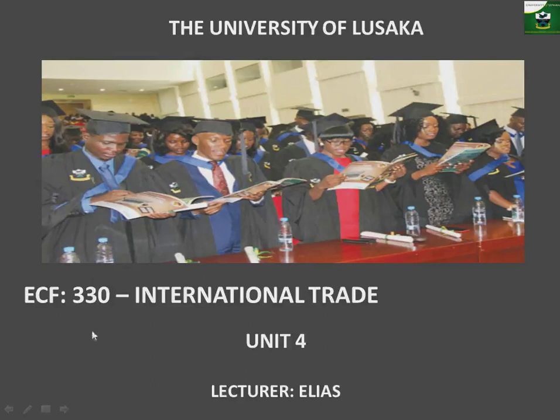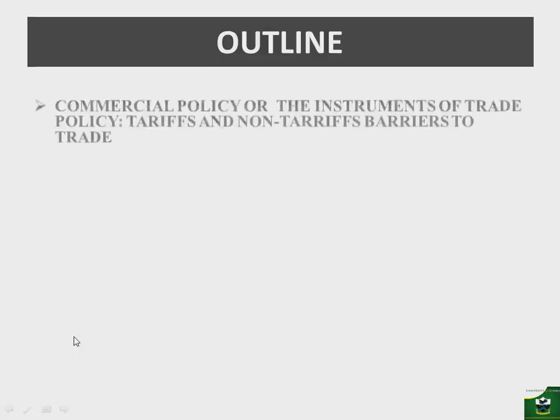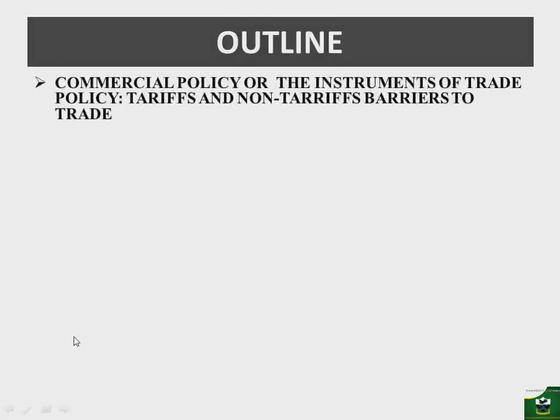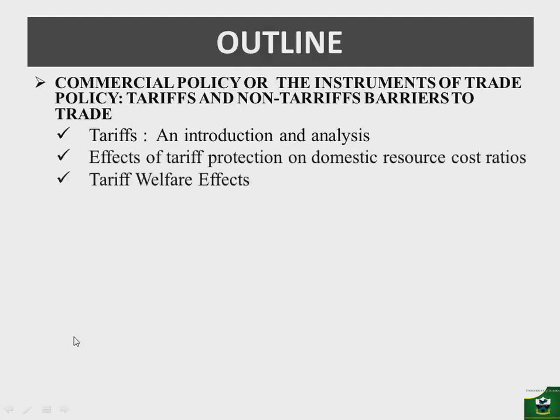Okay, so let me take you through the outline. So number one, the major component of the outline is that we'll cover commercial policy or the instruments of trade policy. And this is in relation to tariffs and non-tariff barriers to trade. And specifically, we will look at an introduction to tariff, and then we'll cover the effect of tariff protection on domestic resources, as well as the tariff warfare effect.